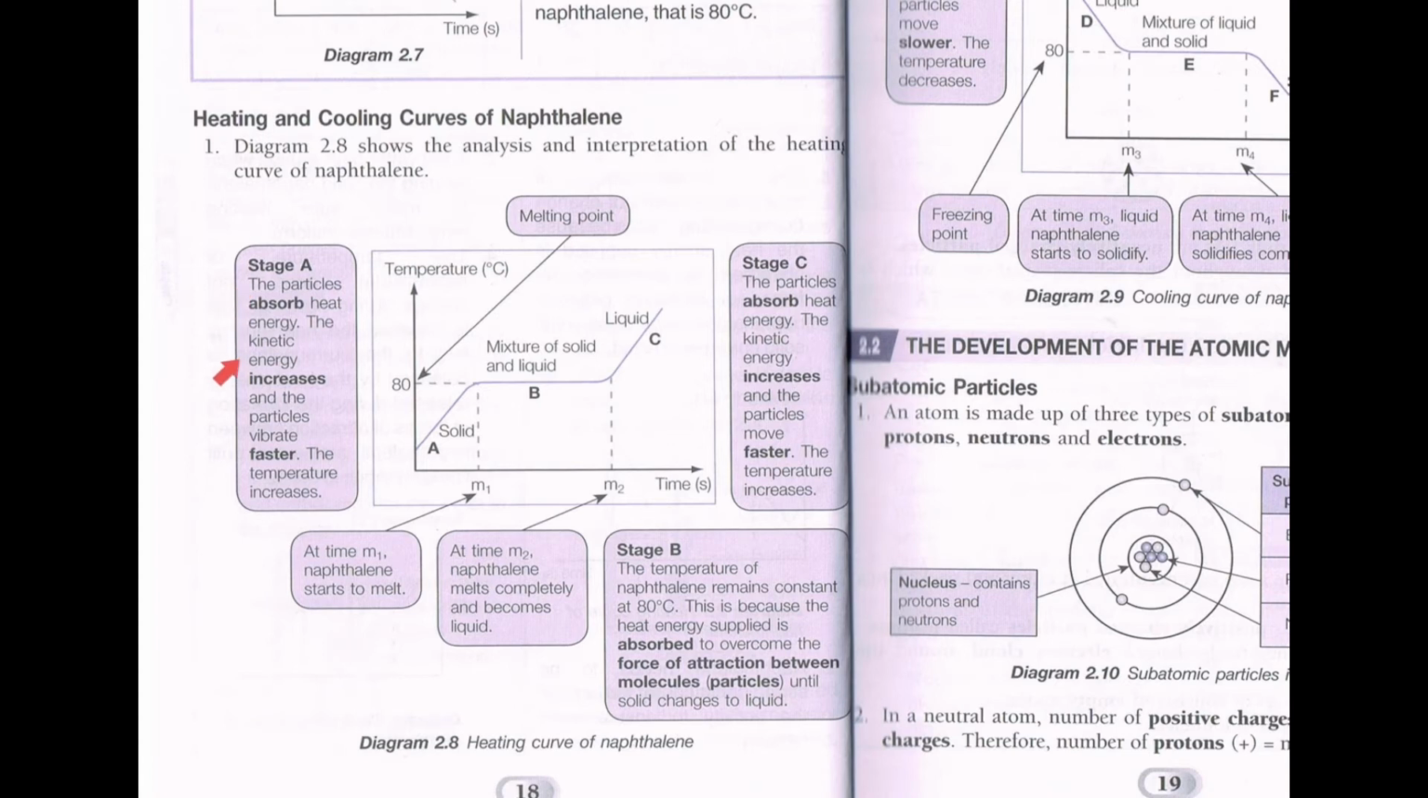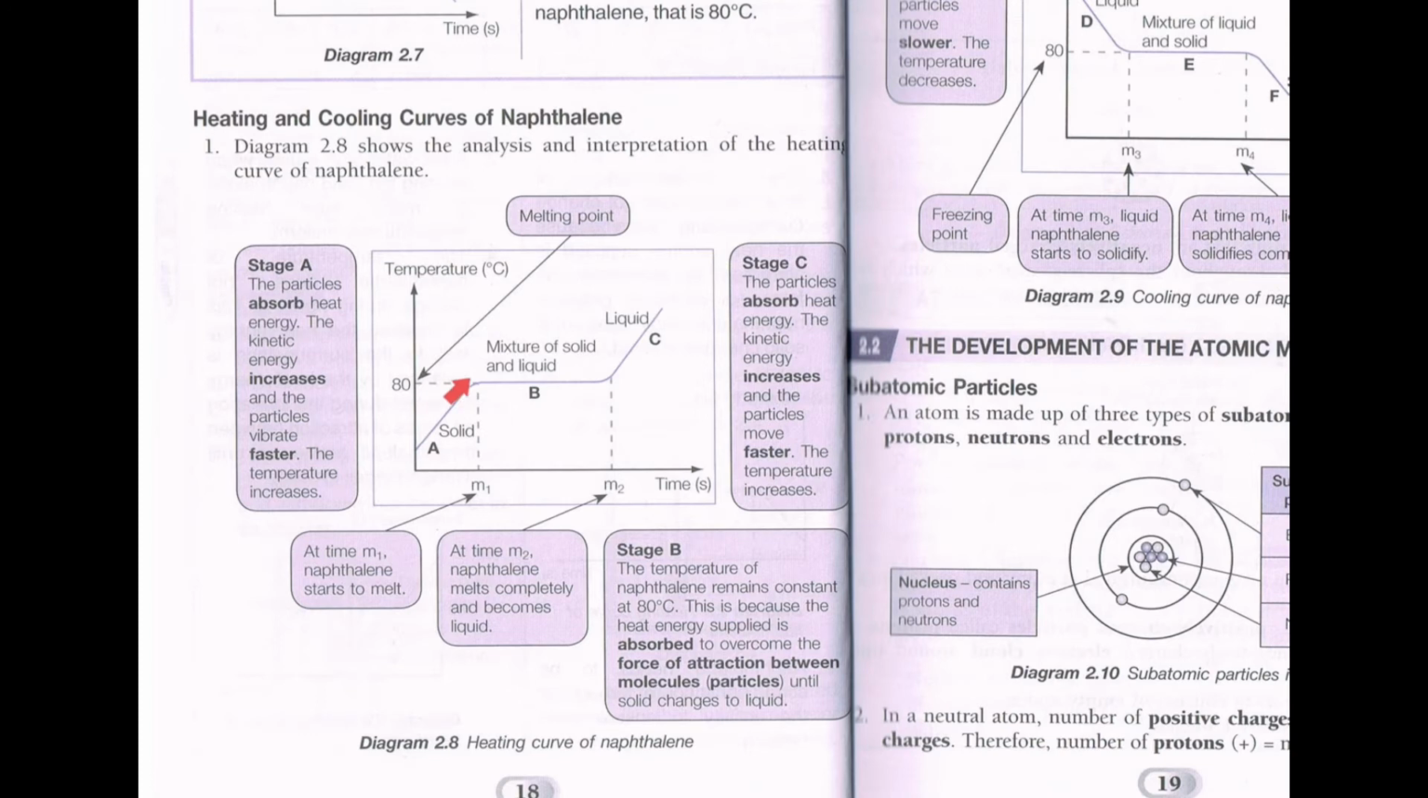The kinetic energy increases. So you see this part is very important. The heat energy absorbed is used to increase the kinetic energy. So just now I mentioned, when you increase the kinetic energy, the temperature increases. And the particles vibrate faster, the temperature increases. So you see that there is a relationship between kinetic energy and temperature. When you increase kinetic energy, then you increase the temperature. It happens here.